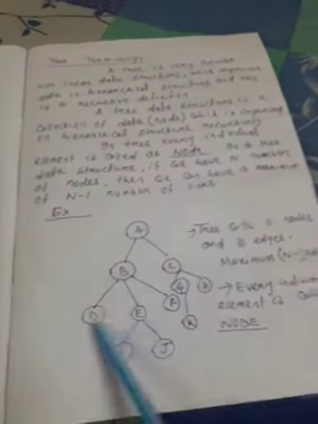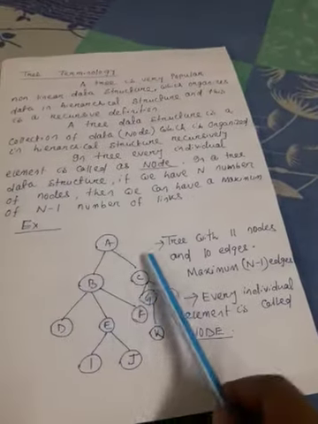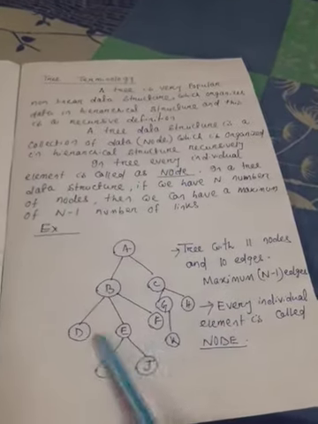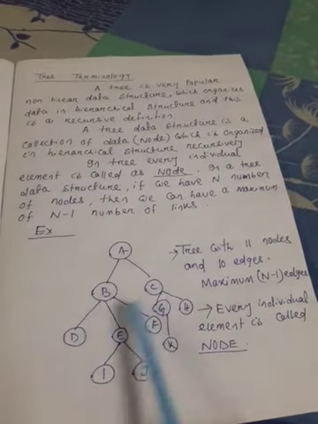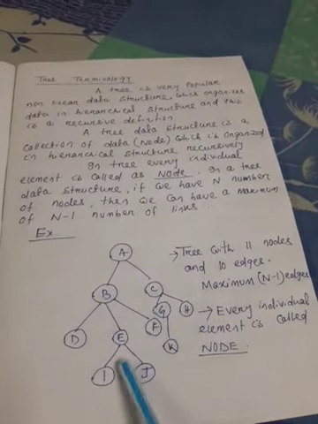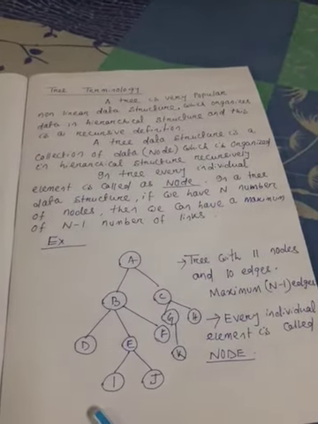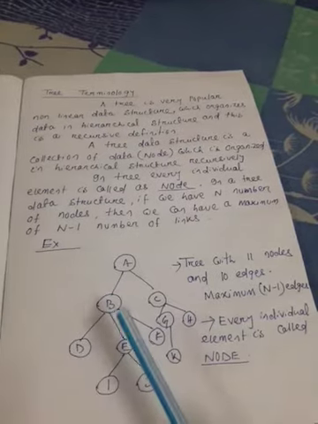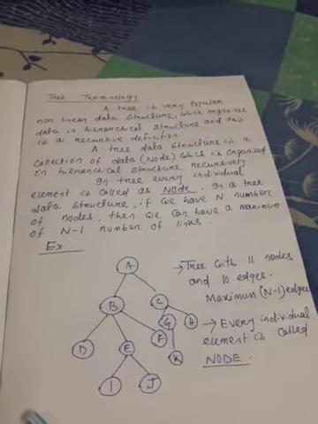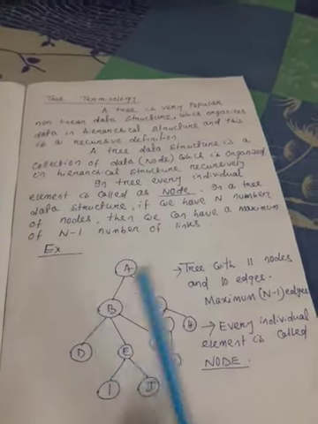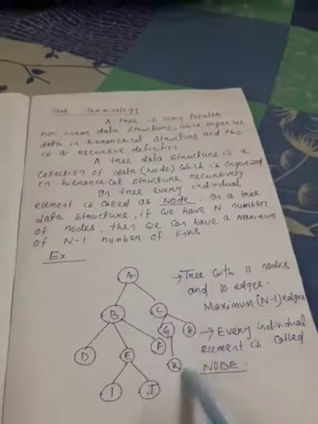So this is an example of a tree. In this tree, the different nodes are A, B, C, D, E, F, G, H, I, J, K. How many nodes are there? 11 nodes. If the tree has 11 nodes, how many edges are there? In this example, there are 10 edges.